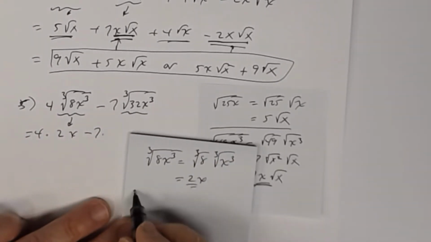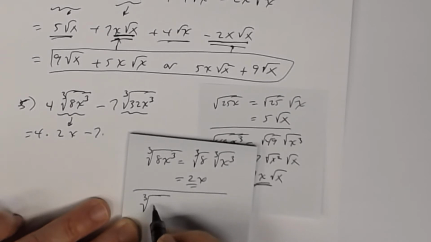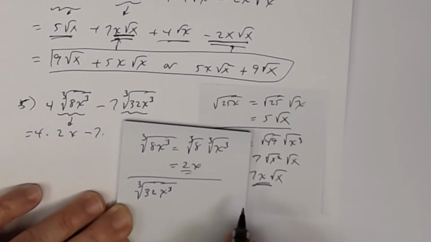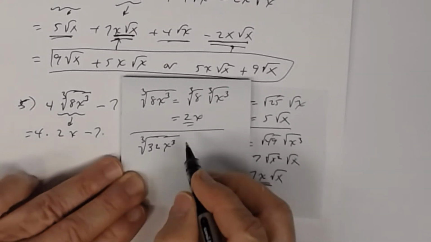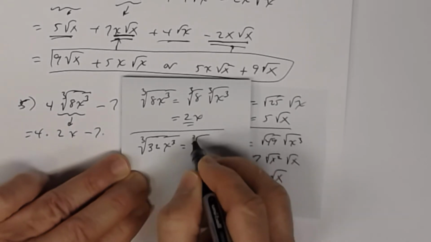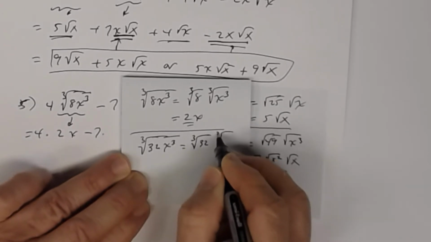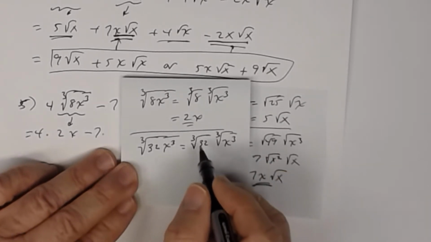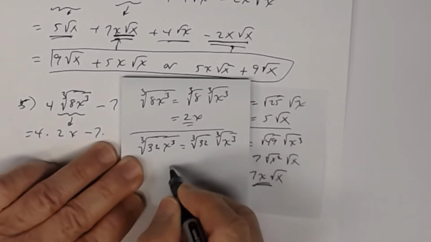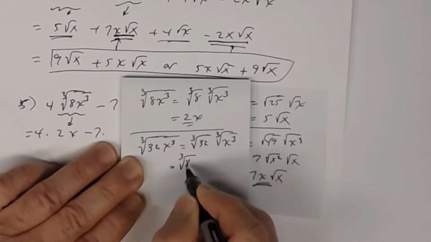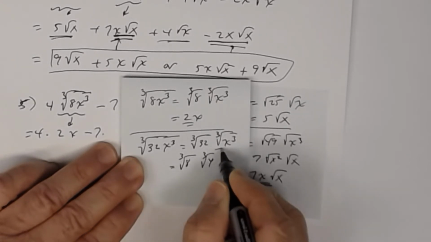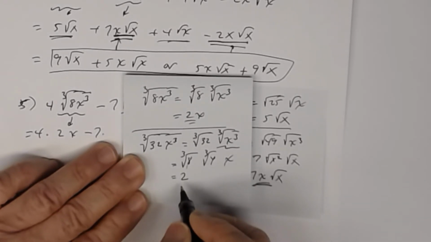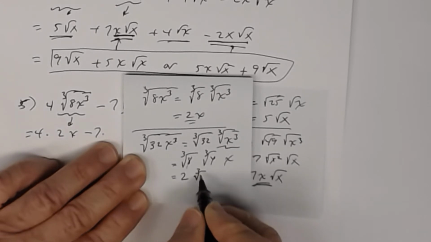So over here, this becomes the cube root of 32x cubed, right? According to the product rule, I can rewrite this as the cube root of 32 times the cube root of x cubed. Now 32 is not a perfect cube, but there is a perfect cube that goes into 32, and that's 8. So I can write this as the cube root of 8 times 4, times the cube root of 4. And this is just x. So this right here becomes 2. The cube root of 8 is 2. Cube root of 4 times x.